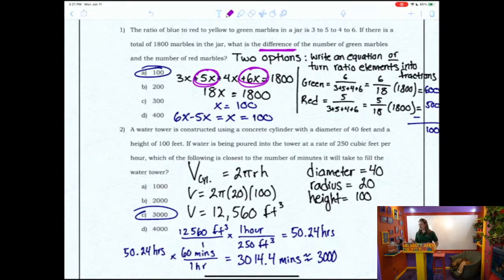The second version here, we can understand that ratios are just comparisons of fractions that have the numerators of fractions that have the same denominator.